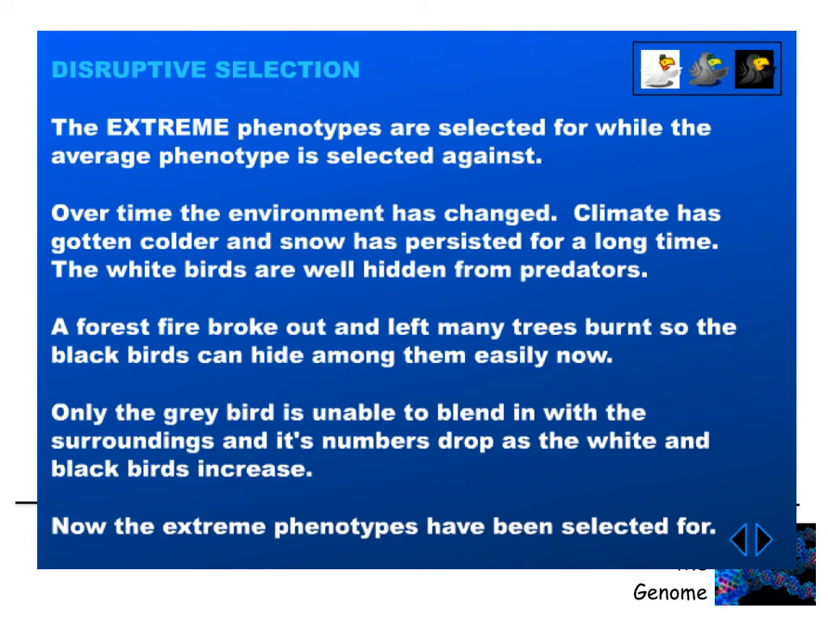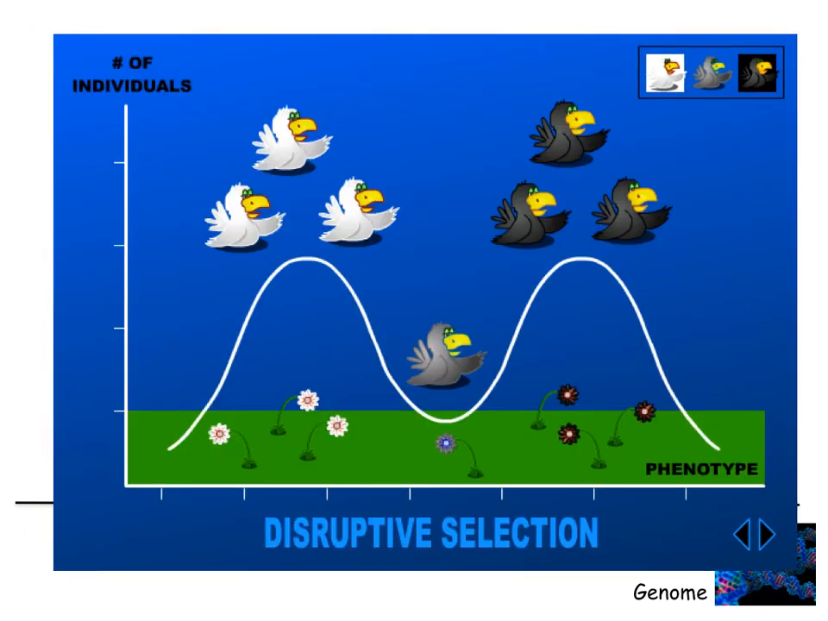So the extreme phenotypes end up selected for. So you get this situation like this. Remember before in the stabilising selection, we had this situation here where the greys were being selected for. But now, with the environment changing, these greys are no longer able to hide themselves. They're more noticeable on the snow, and they're actually more noticeable on the black trees as well. So what you end up having is these extreme phenotypes here doing better in the environment, and that is disruptive selection, and you'll end up with two means.